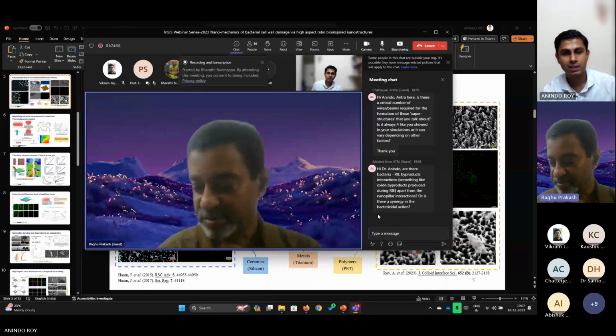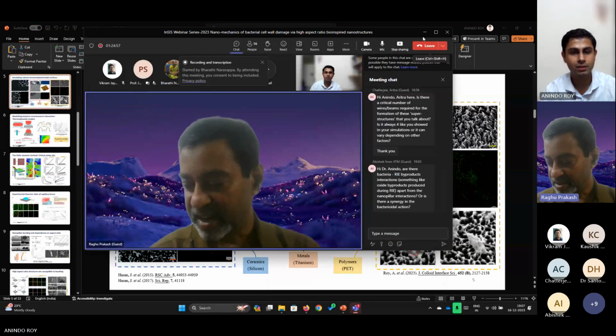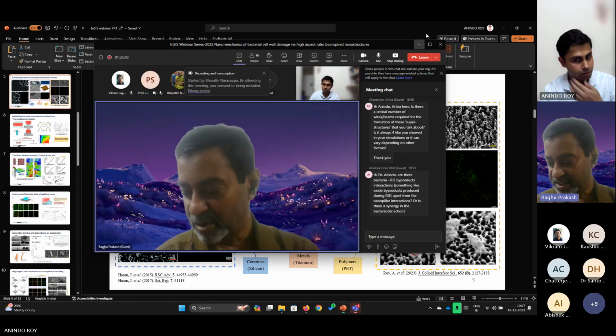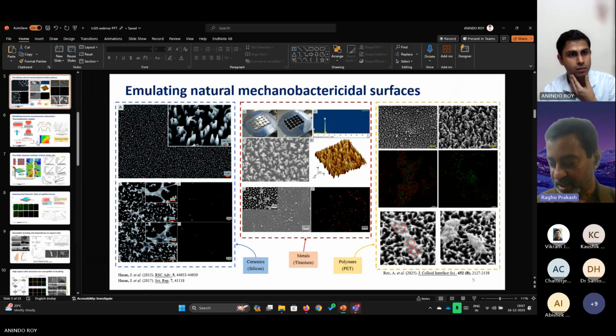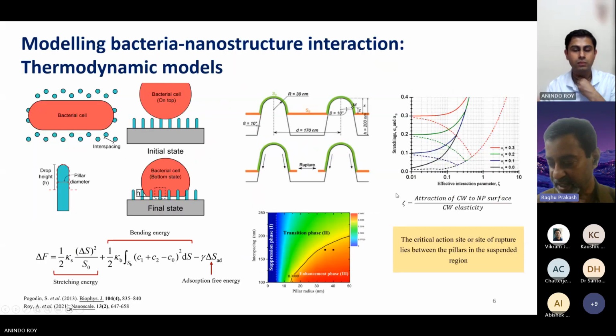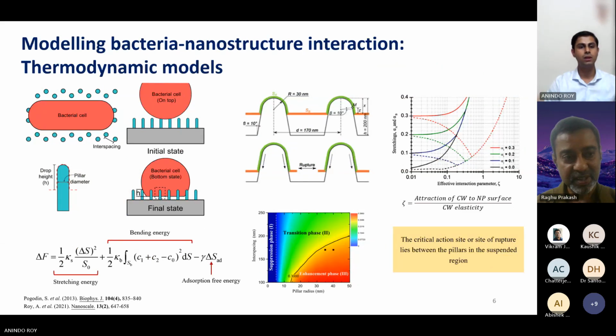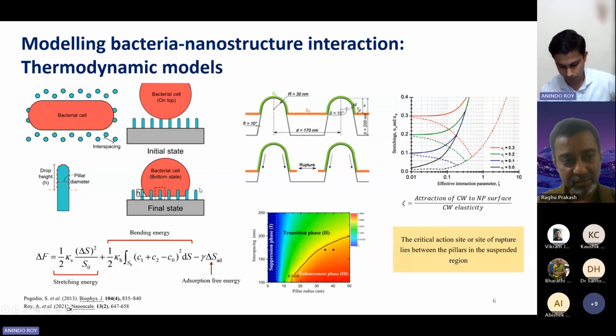Anindo, I have some clarifications. When you talked about the pillars on slide 6, initially I thought it was a rigid pillar, but later you mentioned that it is a flexible pillar that you have considered, right? Sir, for all the thermodynamic models, essentially everybody considers the pillars to be rigid. Only more recently, our group and a few other groups have started experimenting with much higher aspect ratio structures when the pillar becomes more flexible, and then all of these aspect ratio effects come in.